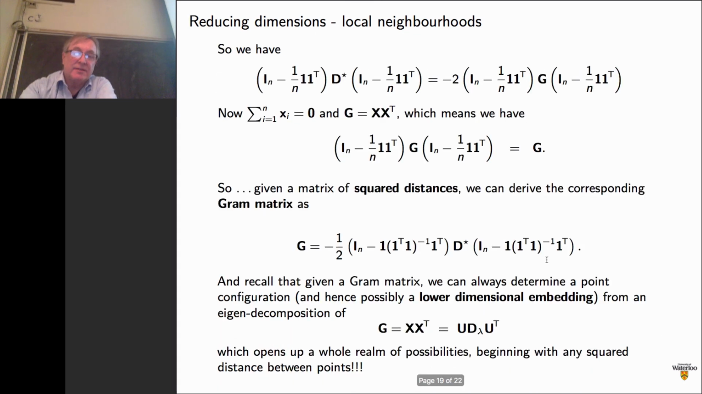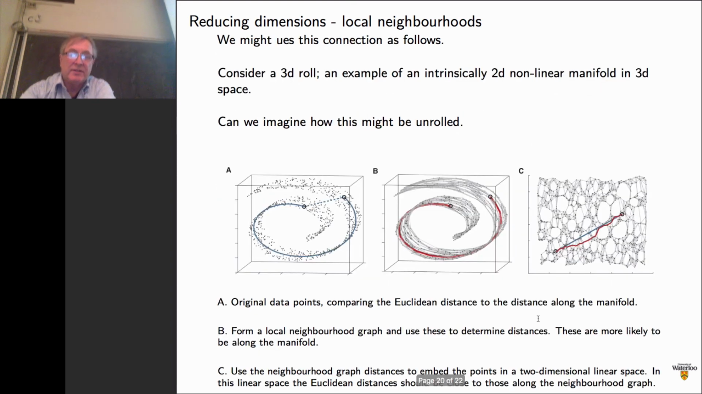So that's all back to this stuff, right? The fact that I can start with a square distance matrix and get a Gram matrix and do principal component analysis. So I can embed this in a lower dimensional space. It's not the same space, because I'm not using the Euclidean distances here. I'm using the distances along the manifold. I just have to find a definition of what the manifold is, and that's going to be this one based on a nearest neighbor graph.